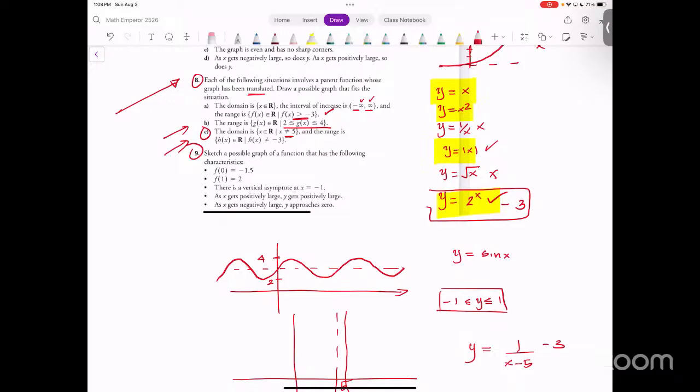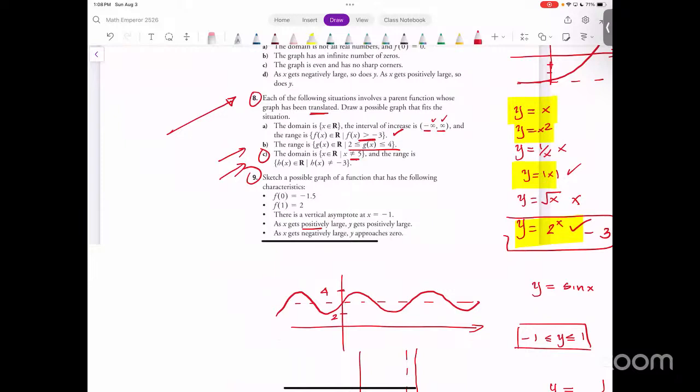What does that tell you, sir? When x gets positively large, y gets positively large. What does that tell you? What is it that they're trying to say? What does that mean? I'm talking about the statement: if x gets positively large, y gets positively large.